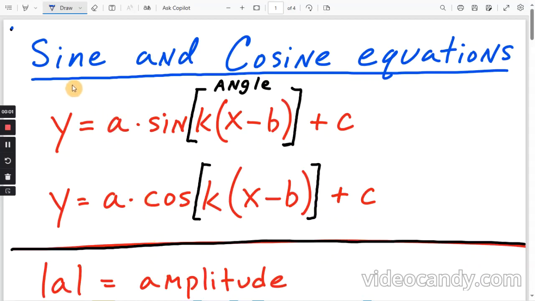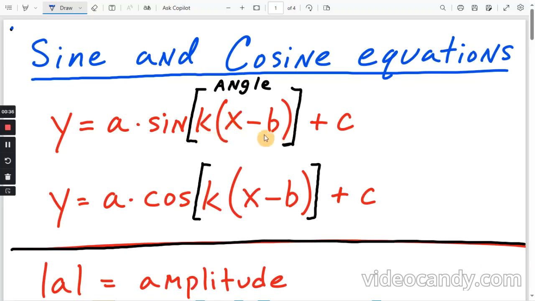All right, this will be for the sine and cosine equations. They're both basically the same except for the sine and cosine. We have y equals a times the sine of an angle, k times the quantity of x minus b, plus c. I put this part in brackets to indicate that this part right here is the angle. This is basically in factored form, with the k factored out and the x by itself. There's no coefficient in front of the x.